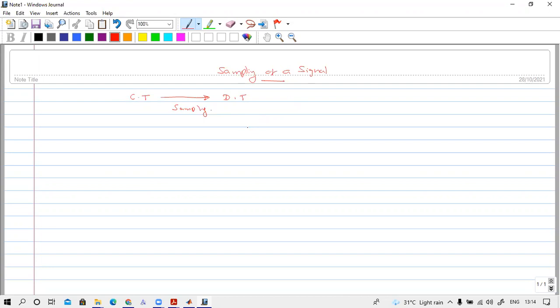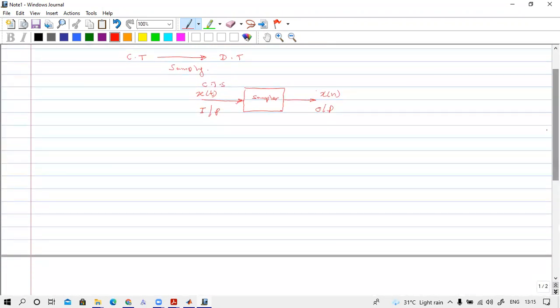If you present the model of the sampling, it is just like this. We have a sampler here, and we input a continuous time signal to the sampler. As output, we get a discrete time signal. So this is the model of the sampling.